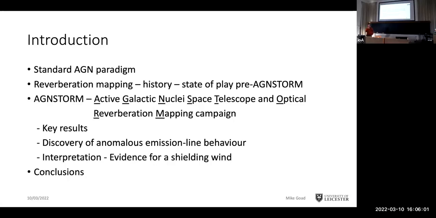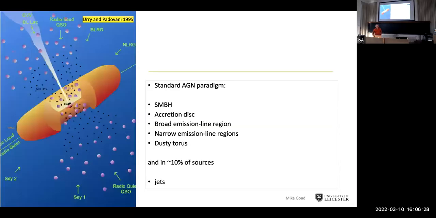which we see both in the emission lines and, as it turns out, in the line of sight absorption. The interpretation, this idea of a shielding wind, is a way of trying to link those apparently disparate phenomena together. One is in your line of sight, the absorption lines. The other is probably off some other line of sight. So that's the plan.